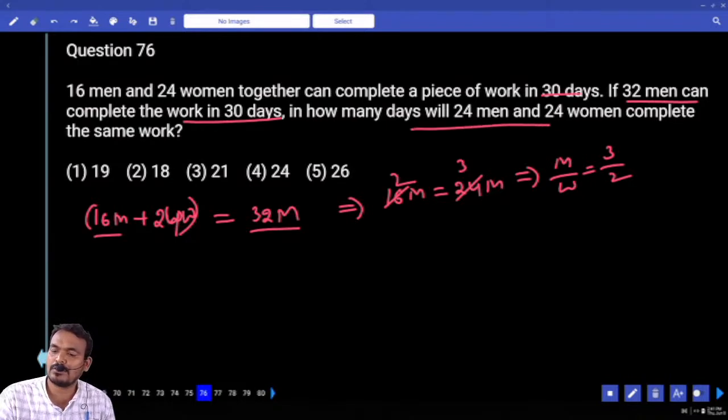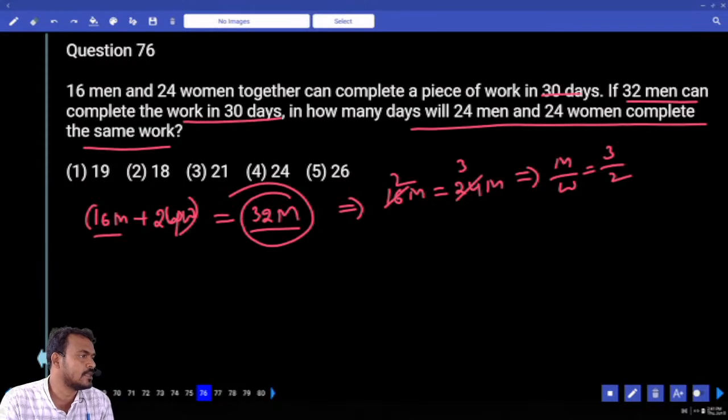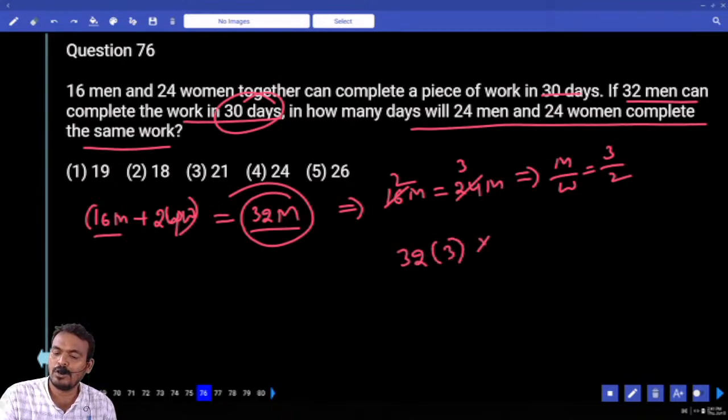What is the question here? How many days will 24 men and 24 women complete the same work? Same work. First of all, we need to identify the total work, or not? 32 men can complete the whole work in how many days? 30 days, or not? 32 men means 32 into 3 into how many days? 30 days. That is the total work, or not?